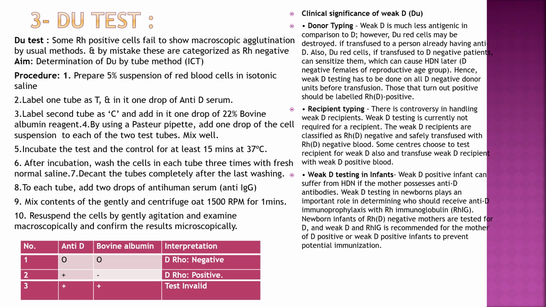Weak D testing in infants. A weak D positive infant can suffer from HDN if the mother possesses anti-D antibodies. Weak D testing in newborns plays an important role in determining who should receive anti-D immunoprophylaxis with Rh immunoglobulin. Newborn infants of Rh-D negative mothers are tested for D and weak D, and Rh immunoglobulin is recommended for mothers of D positive or weak D positive infants to prevent potential immunization.